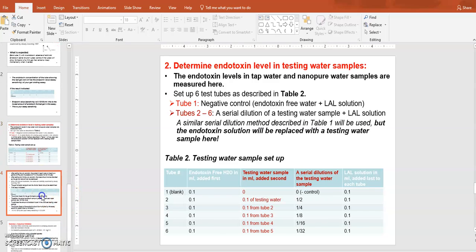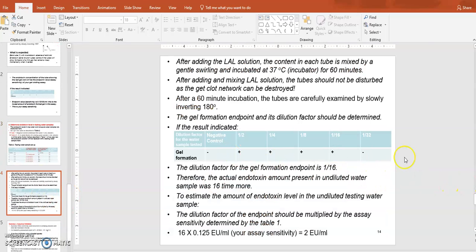So let's say when you did that, you got this result. Negative control, there's no testing water present. Since it's given the endotoxin-free water, of course it's not going to form any gel when LAL is added. But from these tubes where there's enough testing water present, maybe a half dilution, fourth dilution, eighth dilution, 16th dilution, you see the gel formation. But the last tube, maybe 1/32nd dilution, there was no gel formation.